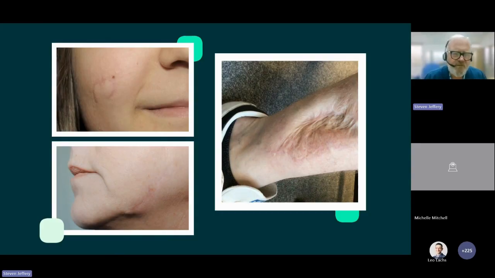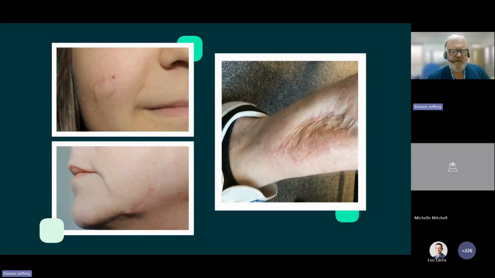Then bottom left, what we've got is what's called a dog ear. So you can see that the wound has been sewn up, but they've been left with a little proud bit of excess tissue at one or both ends of the wound, and that can be unsightly.